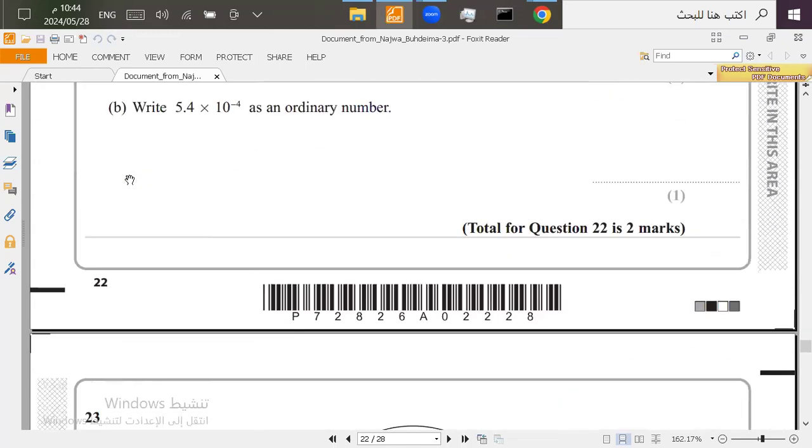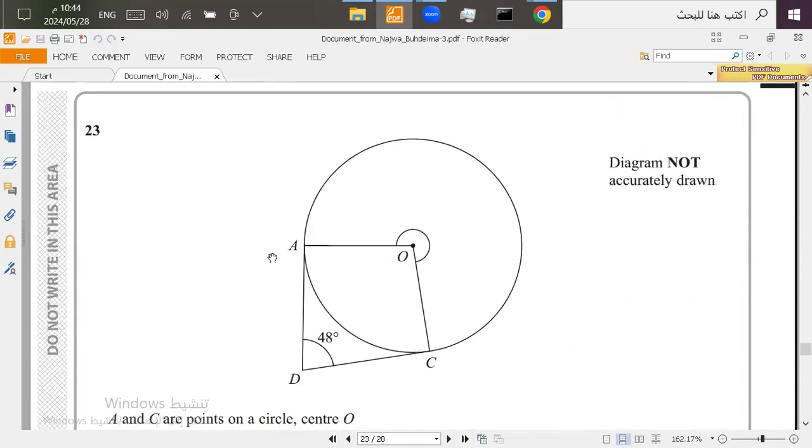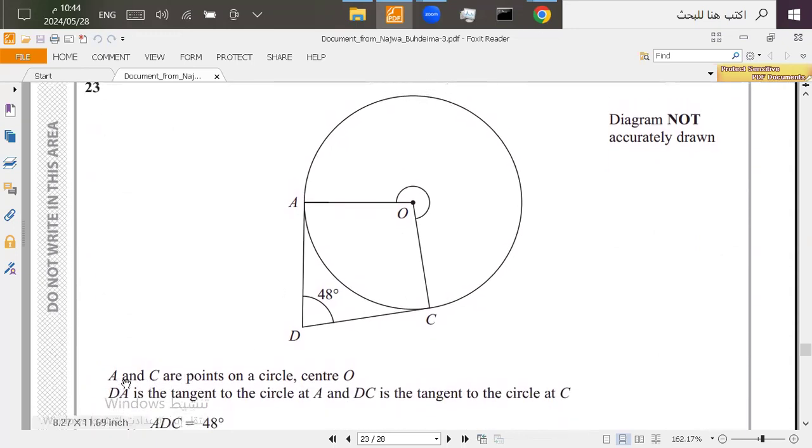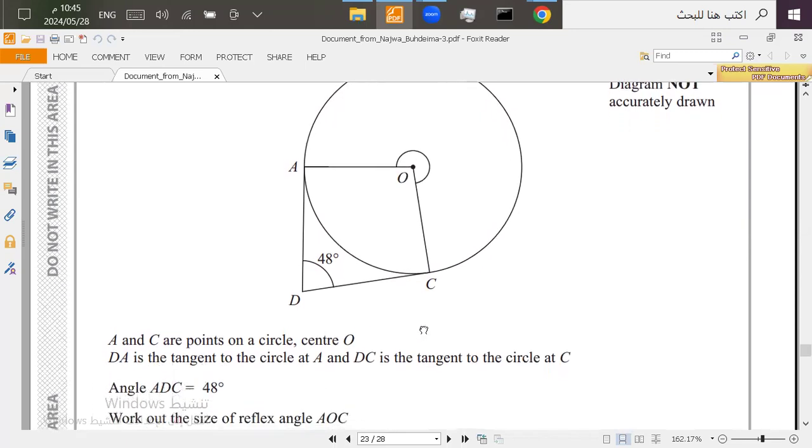This is A and B. 23. We have a shape, a circle, and we have an angle outside of the circle, which is 48. And these lines are the same because they are the radii of the circle. Now let's read the question. A and C are points on a circle, center O, these are the points. These are the tangents. DA is a tangent to the circle at A, and DC is a tangent of the circle at C. The angle is 48.